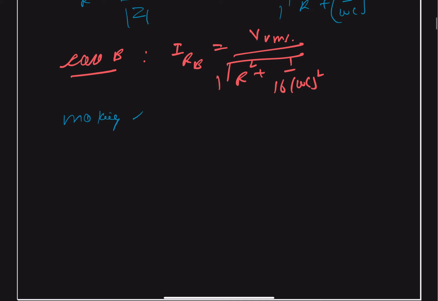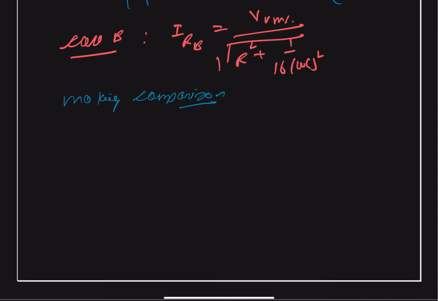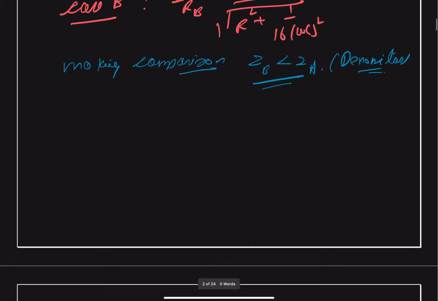Making comparison, ZB is less than ZA, and keeping in mind these both the terms are in denominator. So therefore we can say our current in case B will be greater than current in case A.